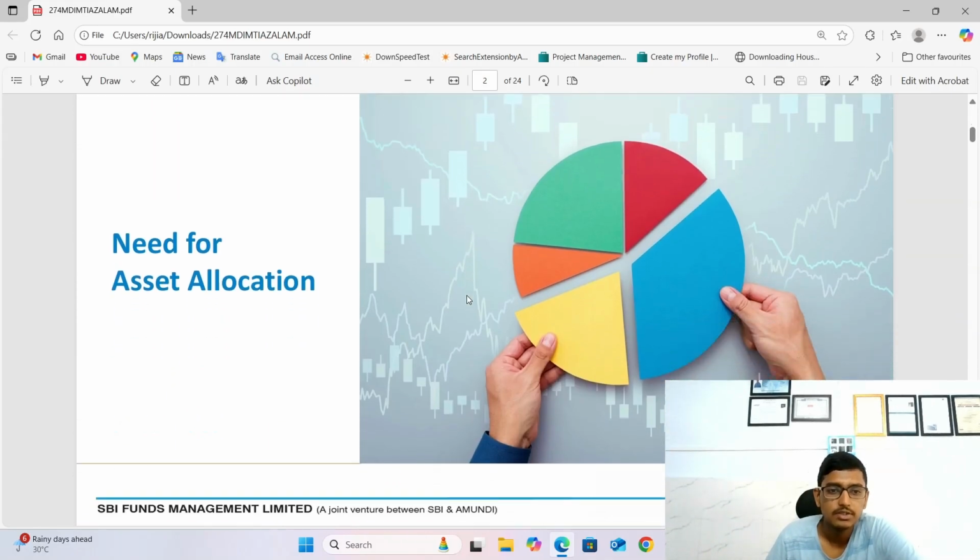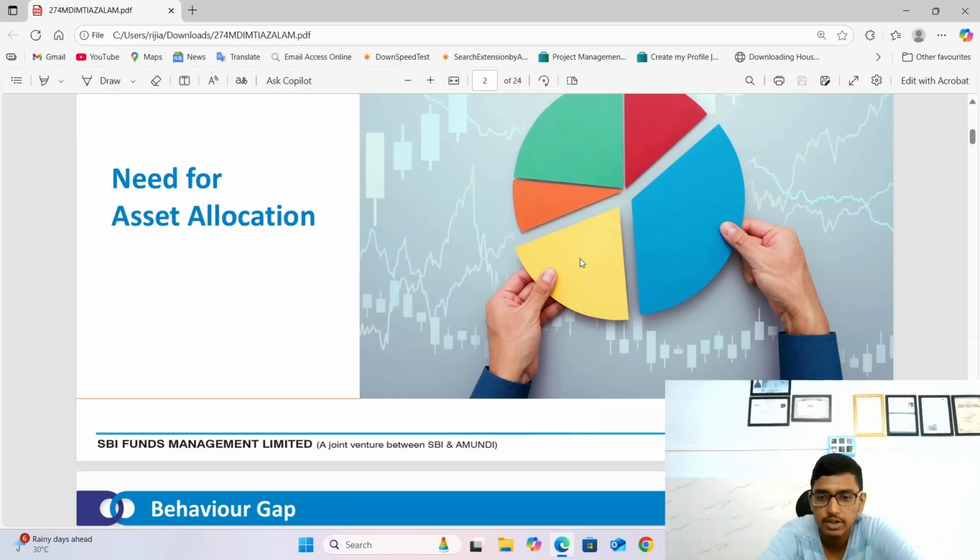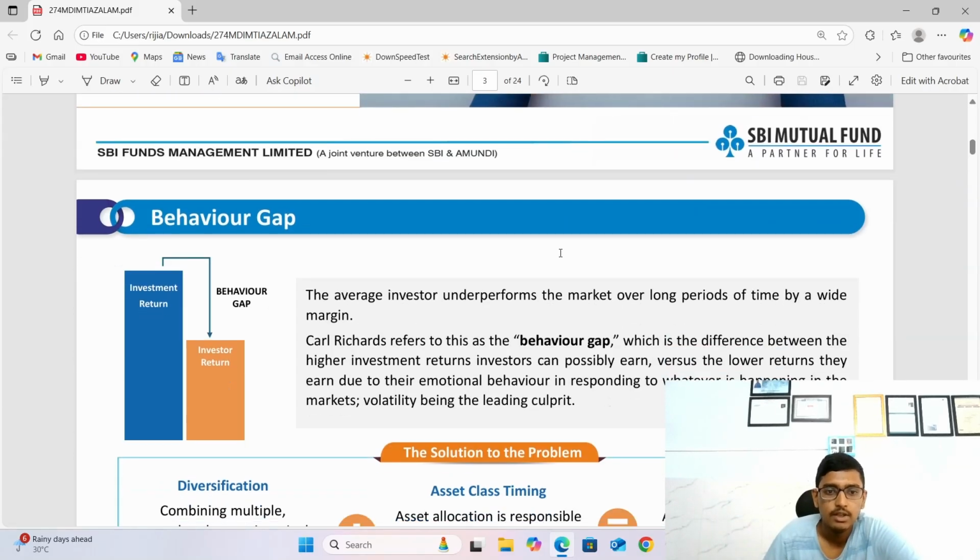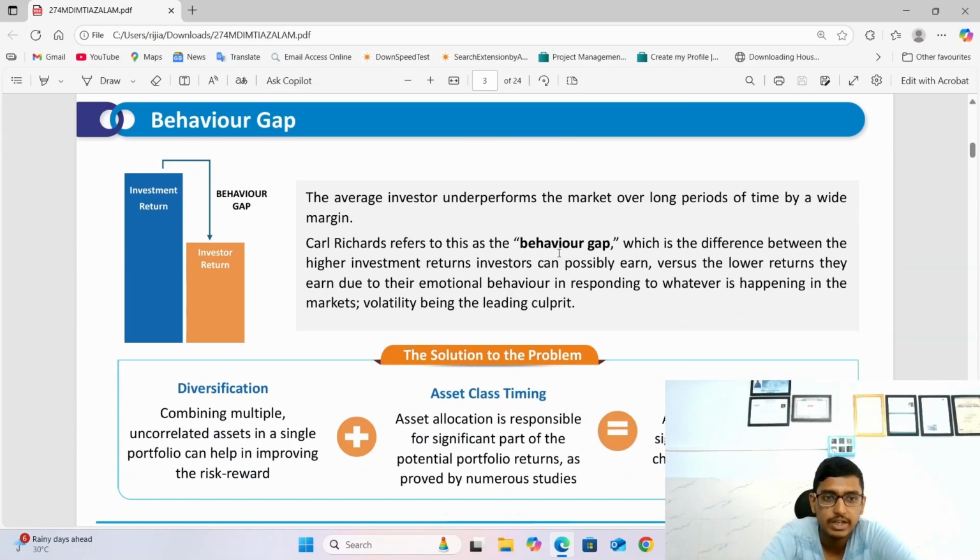So now let us discuss why we need asset allocation, or why it is necessary to have a good balance between different categories. The thing is the behavior gap. You see, the average investor underperforms the market over long periods of time by a wide margin. So why is that?